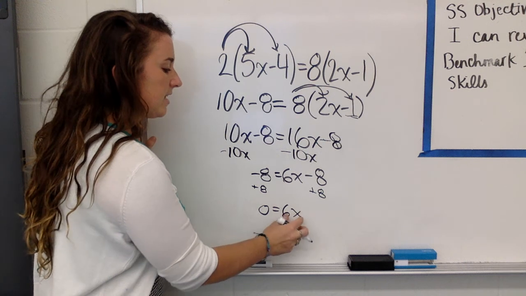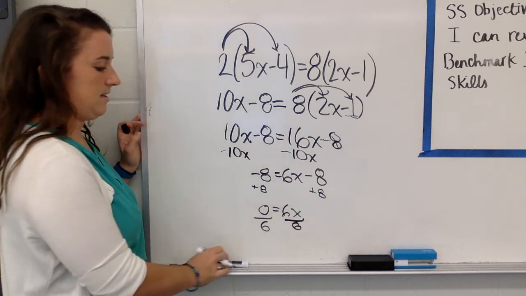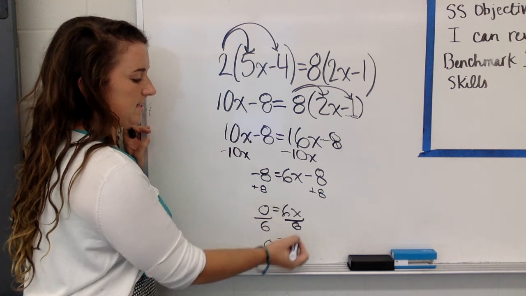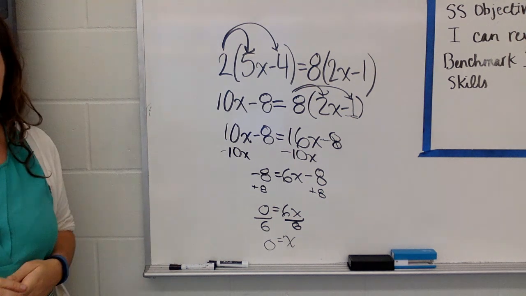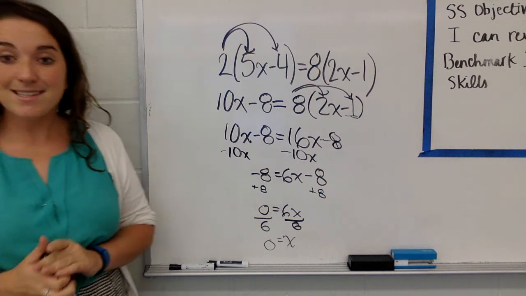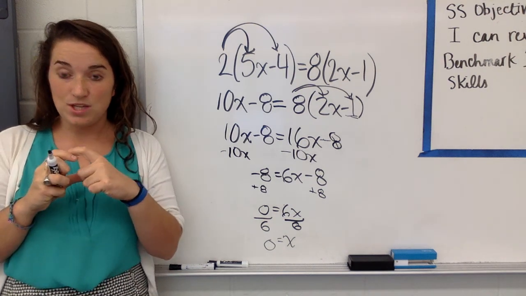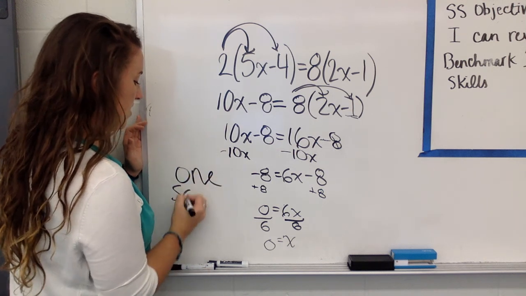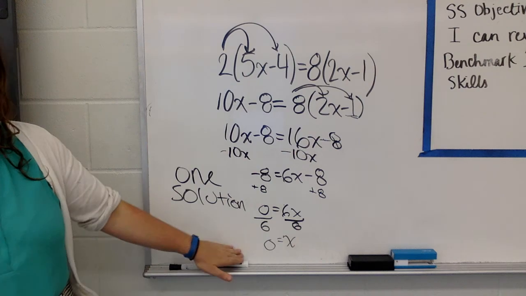So now to get x by itself, I can divide by 6 on both sides. 0 divided by 6 is 0. 6 over 6 is 1. This becomes 1x, which is what we're trying to get by itself. So x equals 0. That's not the same as having no solution. If x equals 0, that's a solution. So this is one solution, and your one solution is that x equals 0.